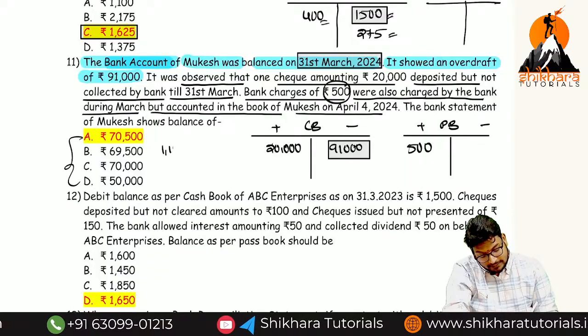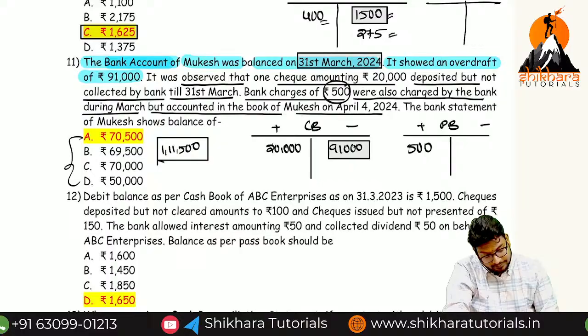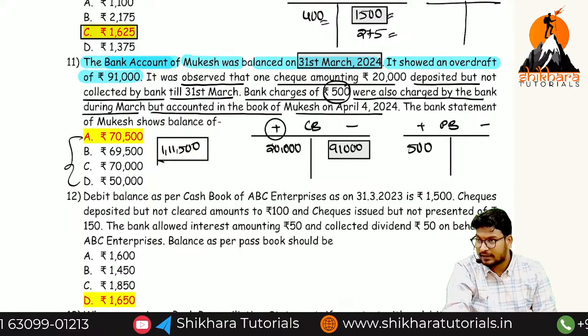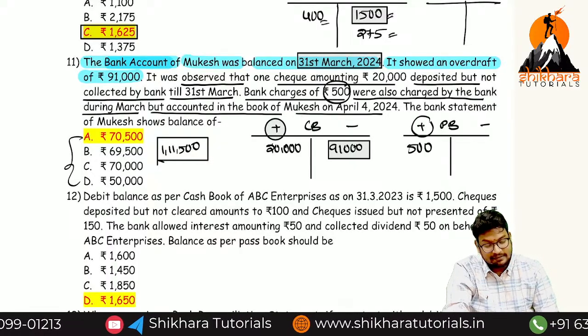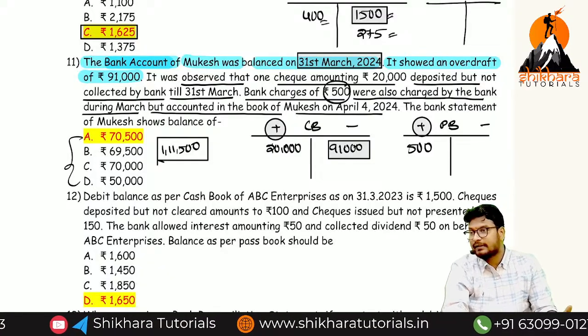One lakh 11,500. Okay, this is the answer. Okay, now you are done. Check deposited but not collected. Next one, what more? Bank charges charged by the bank. Which side do we have to record it? Here debit side and there debit side.